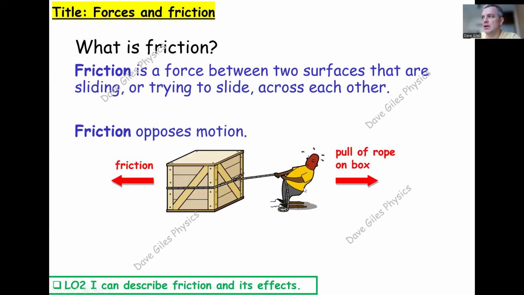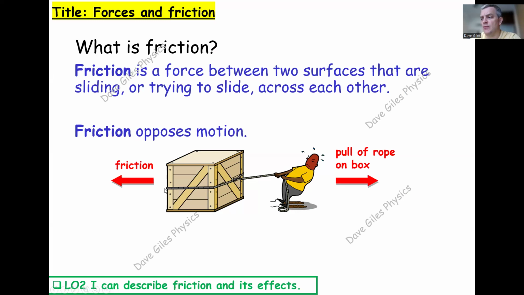So for example here, I've got a man, we'll call him Bob. He's trying to pull a box. He's, say, pulling with a force of 1,000 newtons. If it's not moving, then that means the frictional force is also 1,000 newtons.